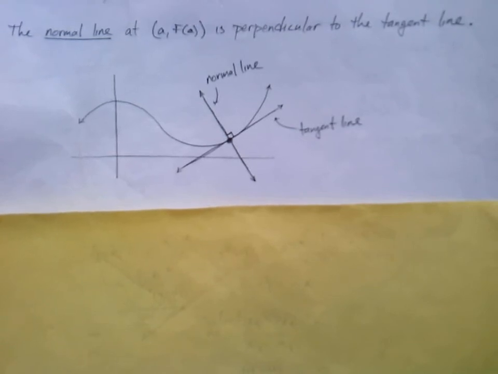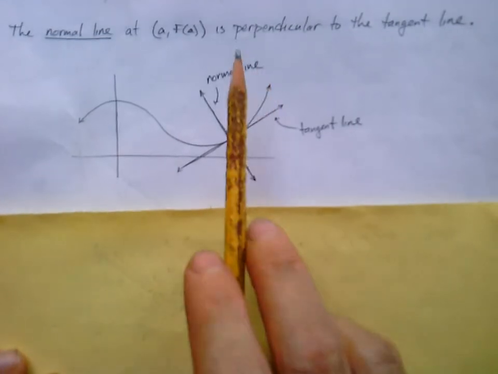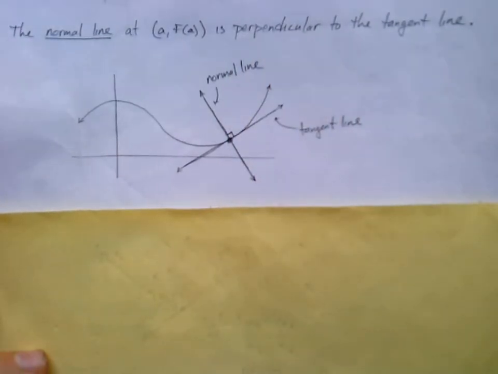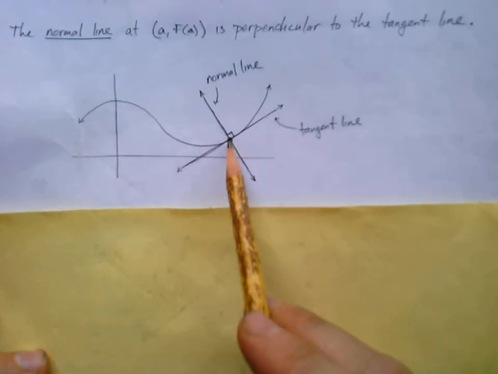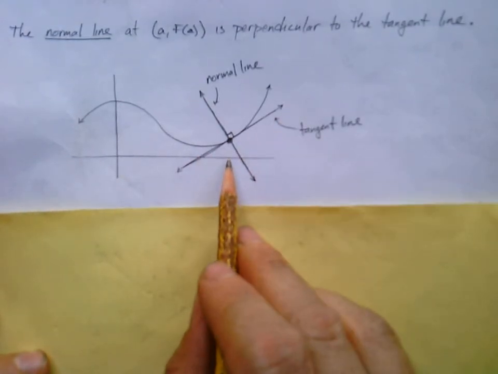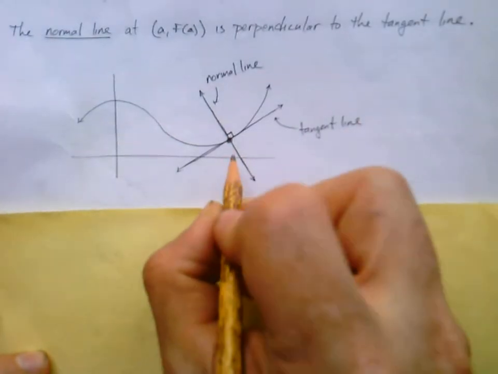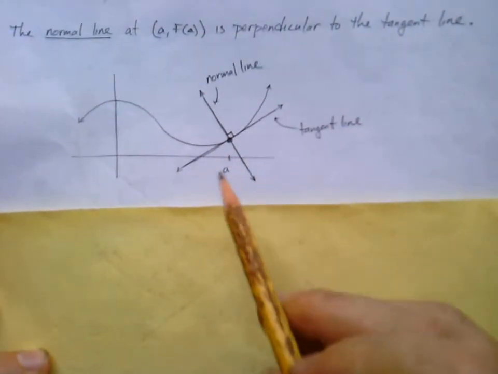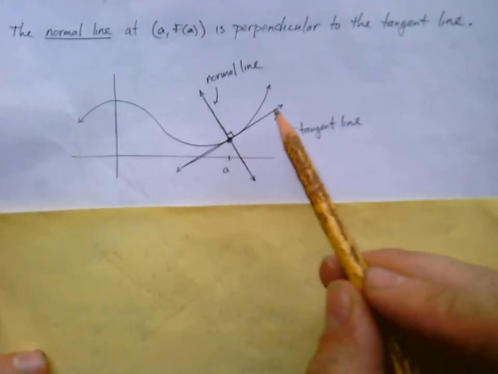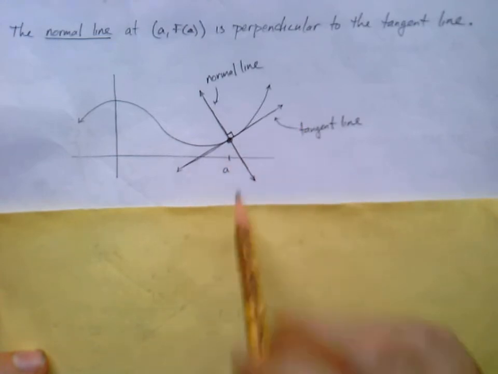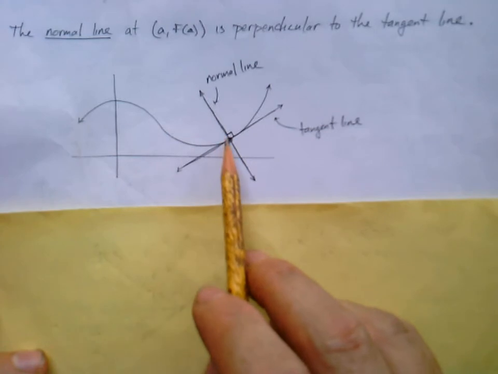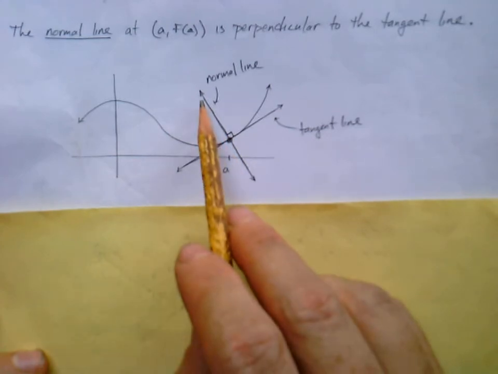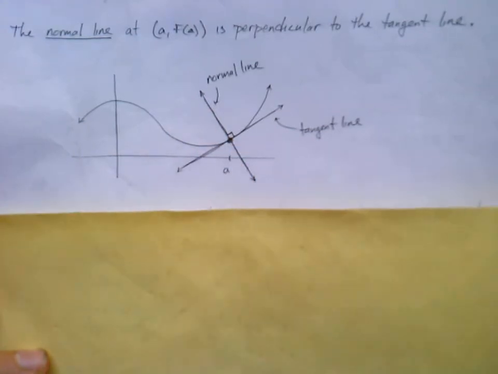The normal line at f of a, at some point on a curve, is perpendicular to the tangent line. So I've got this curve here, and we imagine that point, maybe at A right here. We might as well put that, there's A. And we can draw that tangent line. We've been doing this a ton, right? Well, the line perpendicular to that is the normal line at the same point. So they cross at 90 degrees.